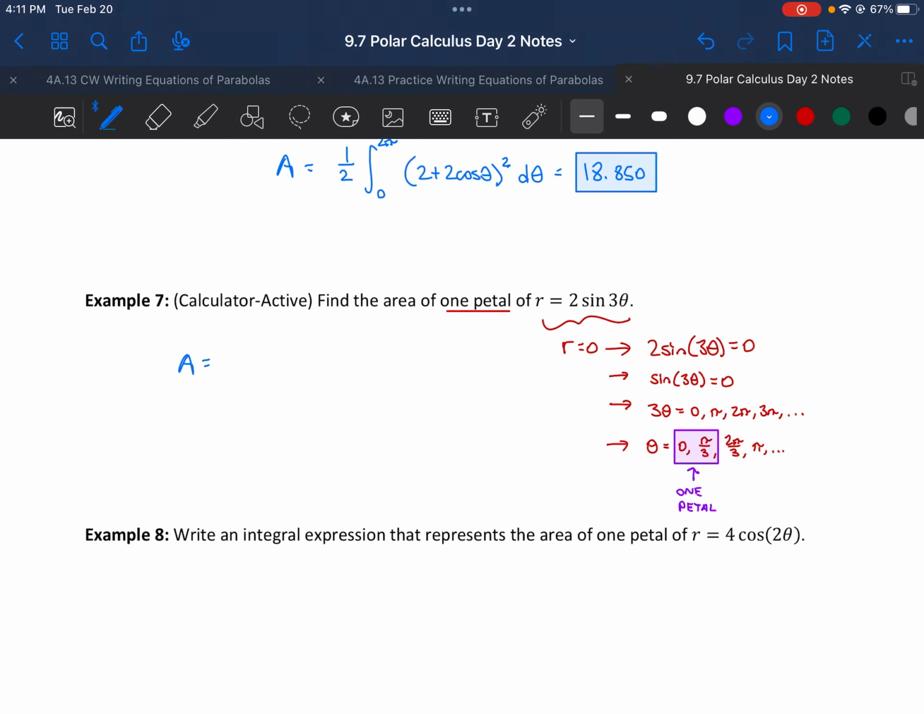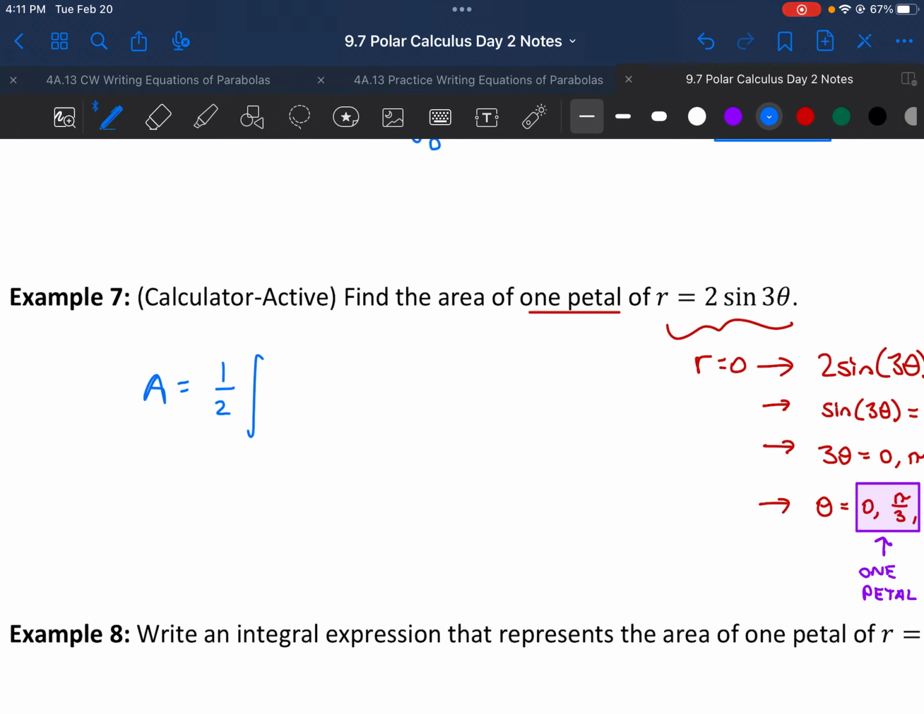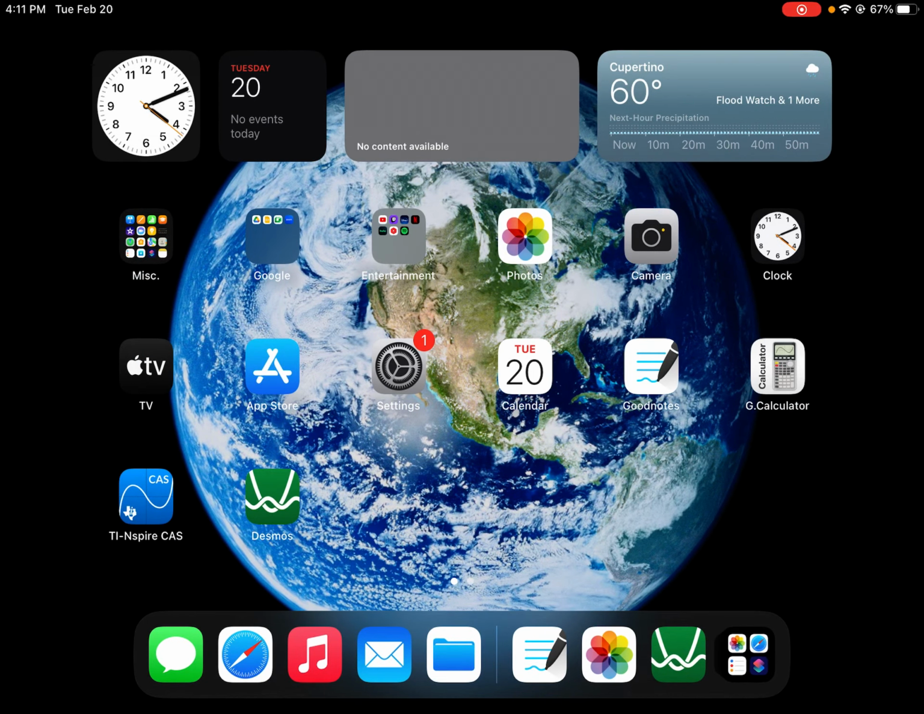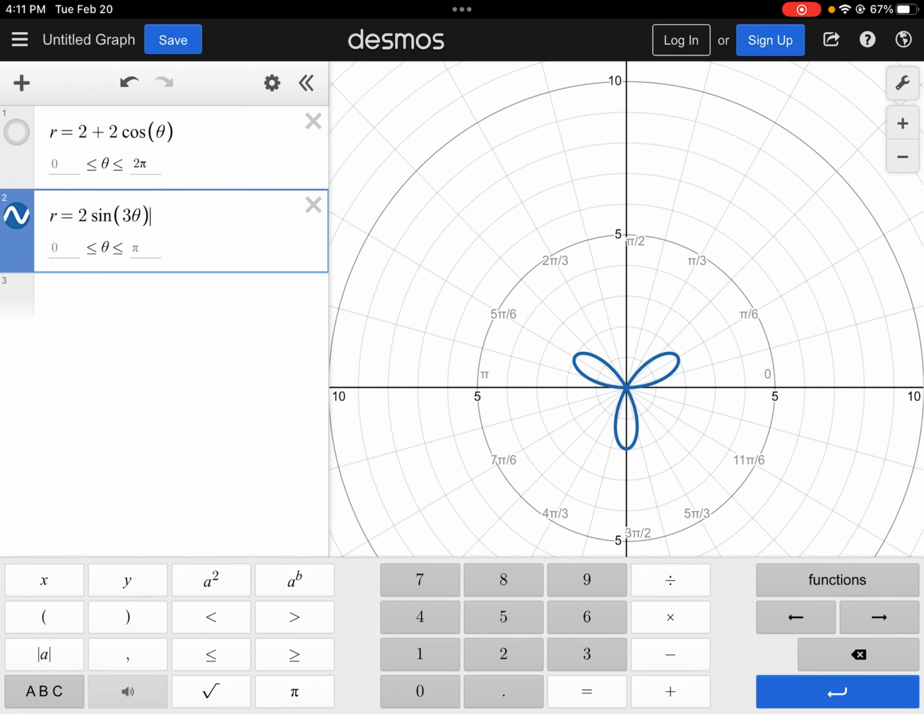So our area equals 1/2 times the integral from 0 to pi over 3. And let's go ahead and make sure, by the way, let's verify that that makes one single petal. So in Desmos, again, you could do this in your TI by adjusting the window. You can make your table, your theta minimum 0, make your theta maximum pi over 3. And we can see that we're going to get one single petal.